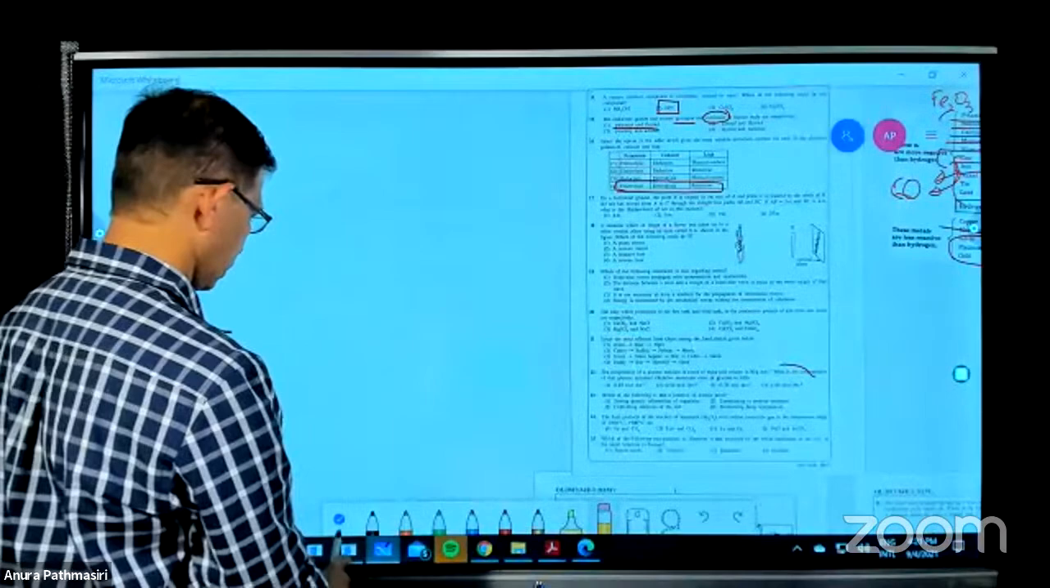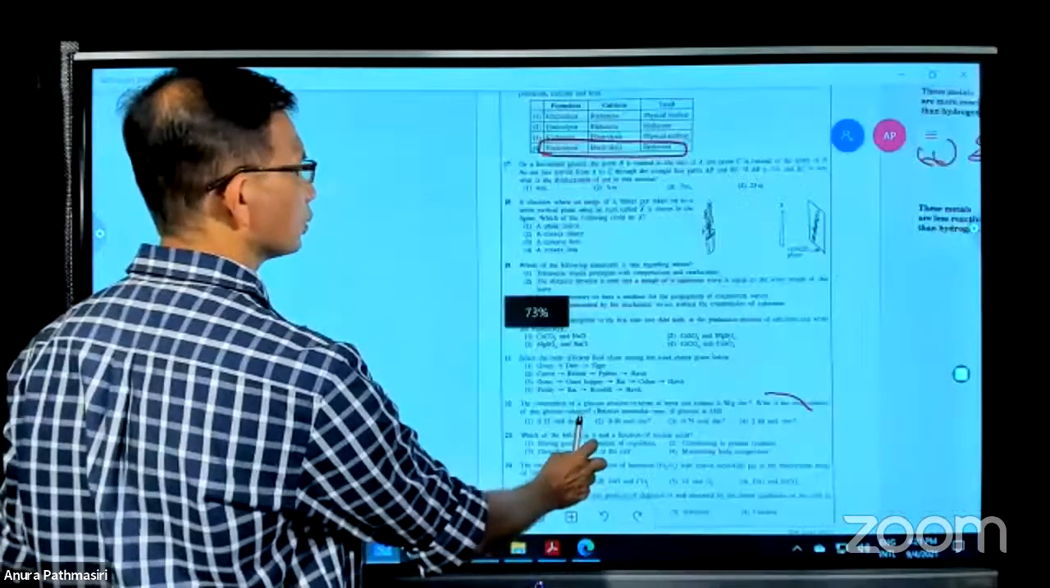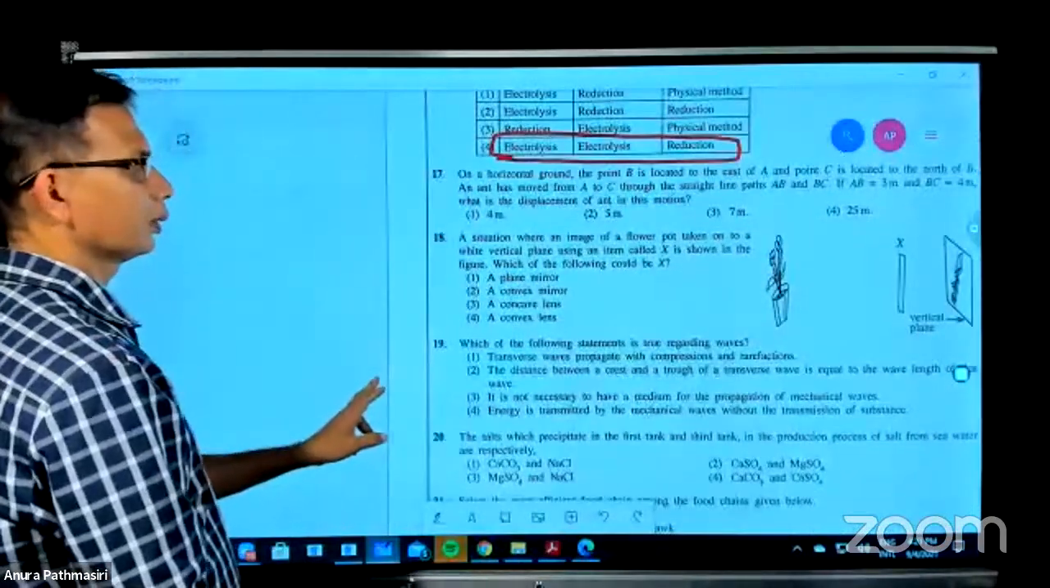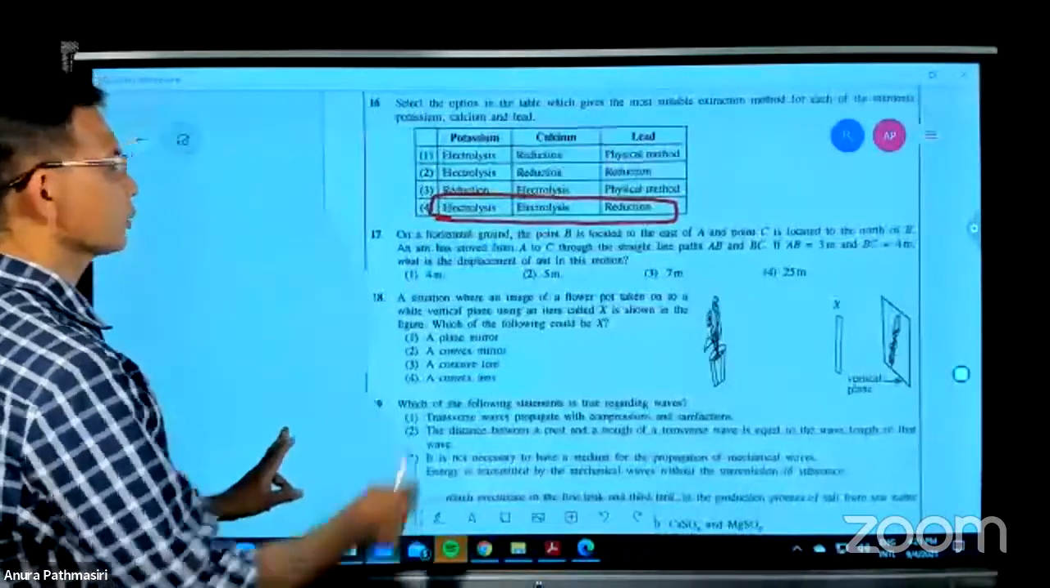What does it say? Let me have the question. Which one is that? This one.